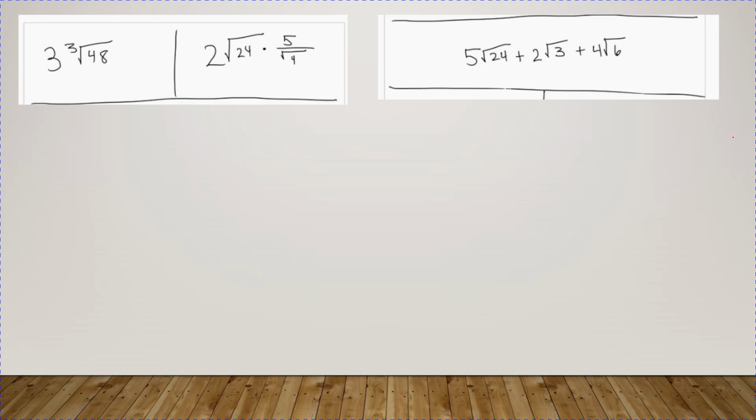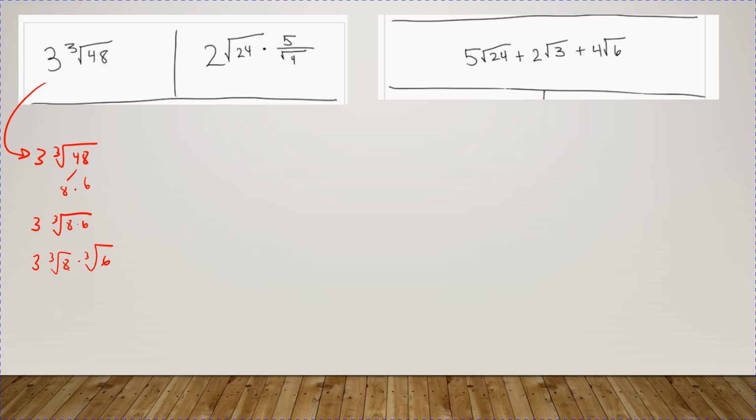All right, so here's the first one you sent me. It's 3 times the third root of 48. So here's what we know. We know 48 is 8 times 6, okay? So what that means is you can write this as 3 times the third root of 8 times 6. And what our rules of radicals tell us that we can do is break this up as 3 times the third root of 8 times the third root of 6.